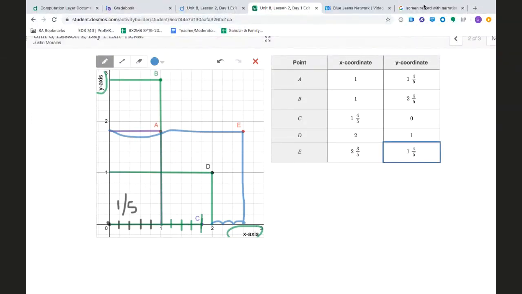So there we go, guys. It's really important that you draw the line all the way to the axis.